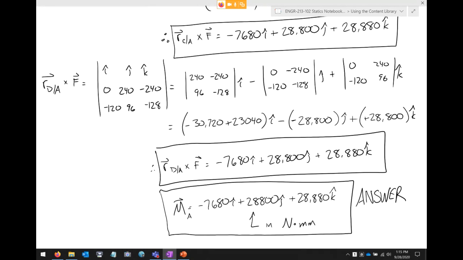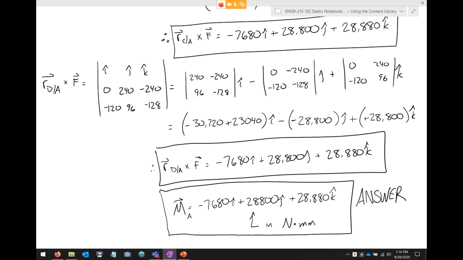We have an I hat, J hat, and a K hat, and we've got this negative 7680 and this positive 28800 and all of this. What do those numbers mean, right? We didn't really talk about that. Well, I propose that if we're talking about the 7680, that's negative, so that is a moment acting clockwise about the x-axis. And the magnitude of that moment about the x-axis is 7,680 Newton millimeters.